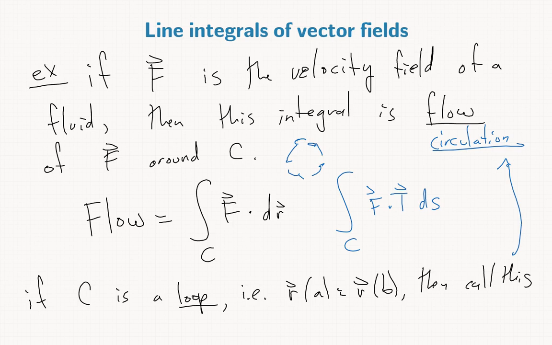As the name suggests, this is measuring the tendency of, if you had a bunch of water and you took your curve to be a circle, how much the fluid is circulating around this curve.